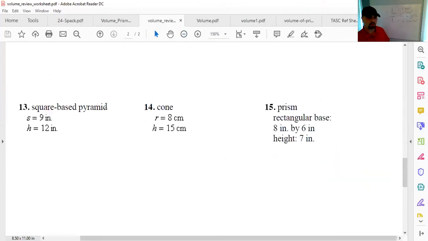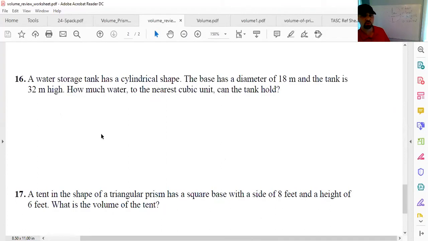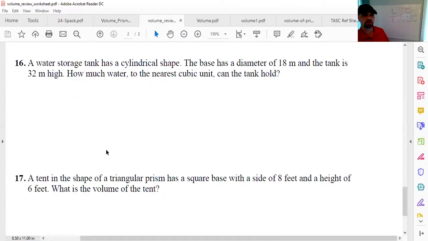Here are some word problems, which are probably fairly easy too, because you just look at the shape. They're not really word problems, they're just words. They give you the shape and then the information that you need. And then we've got some word problems. So let's try one of those. How about number 16? Go ahead and try number 16 and then come back to the video.